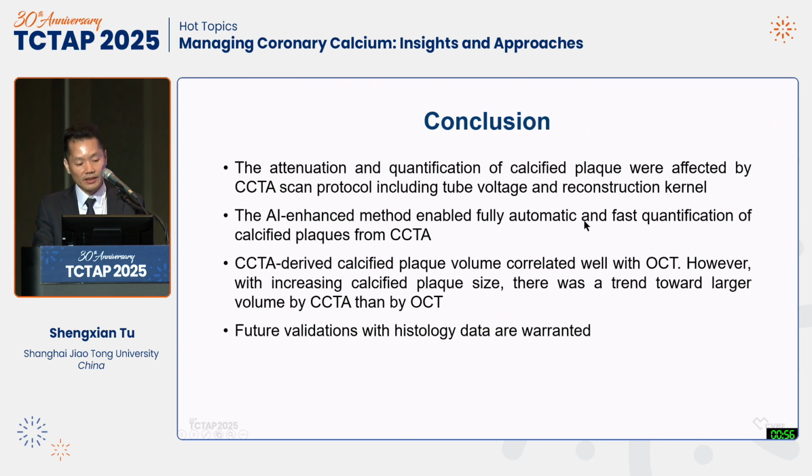And ladies and gentlemen, in conclusion, the attenuation and quantification of calcified plaque were affected by the CCTA scanning protocol, including tube voltage and reconstruction kernel. The AI-enhanced methods enable fully automatic and fast quantification of calcified plaque from CCTA. CCTA-derived calcified plaque volume correlates well with OCT. However, with increasing calcified plaque size, there was a trend towards larger volume by CCTA than by OCT. And further future validation with histology data is warranted.